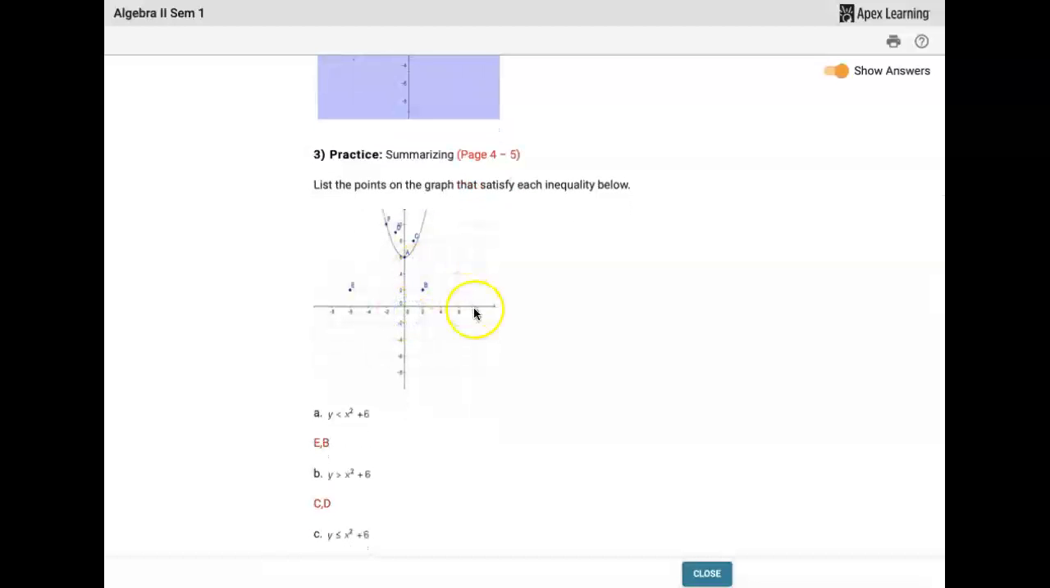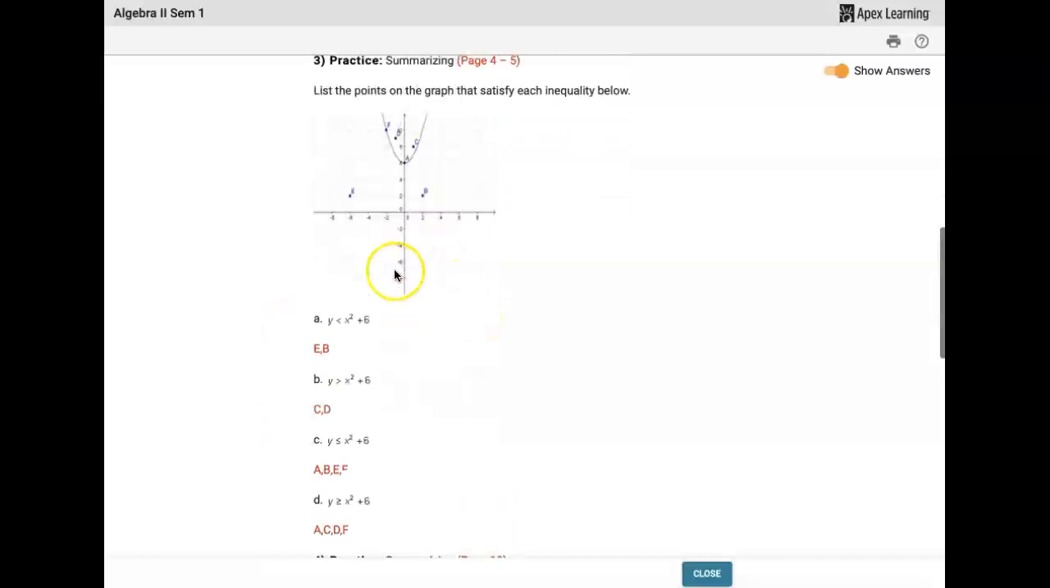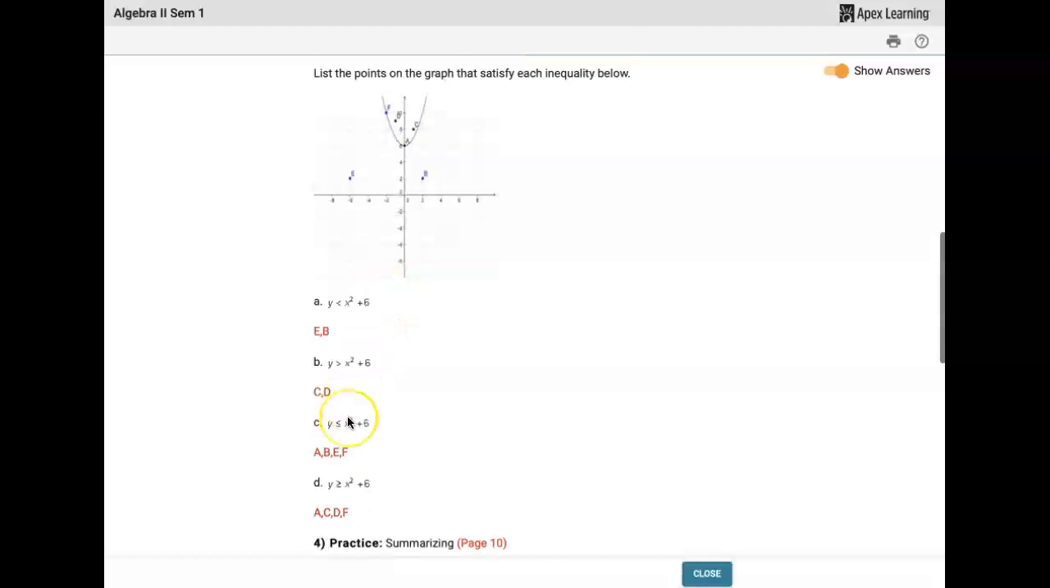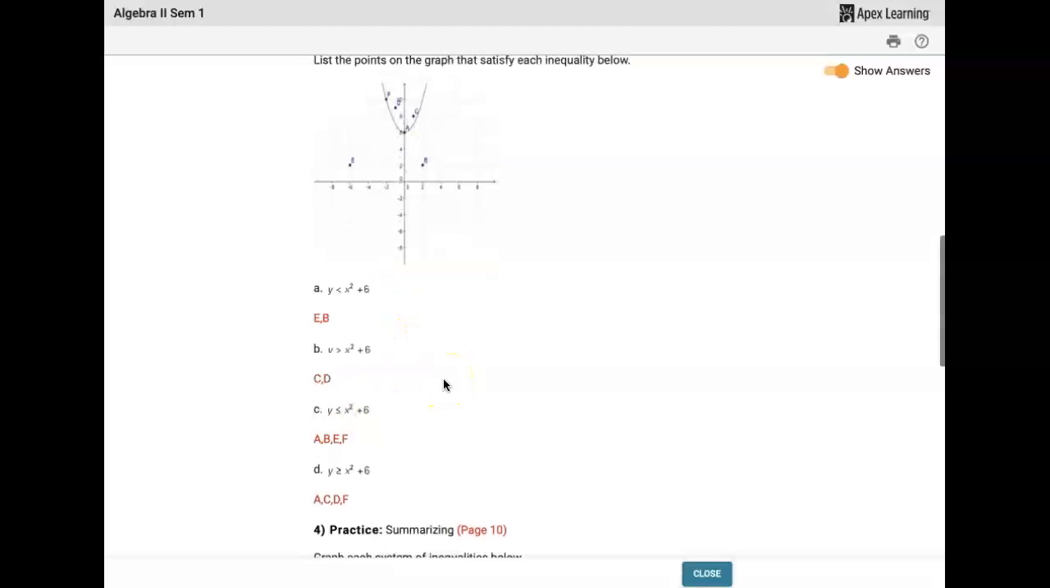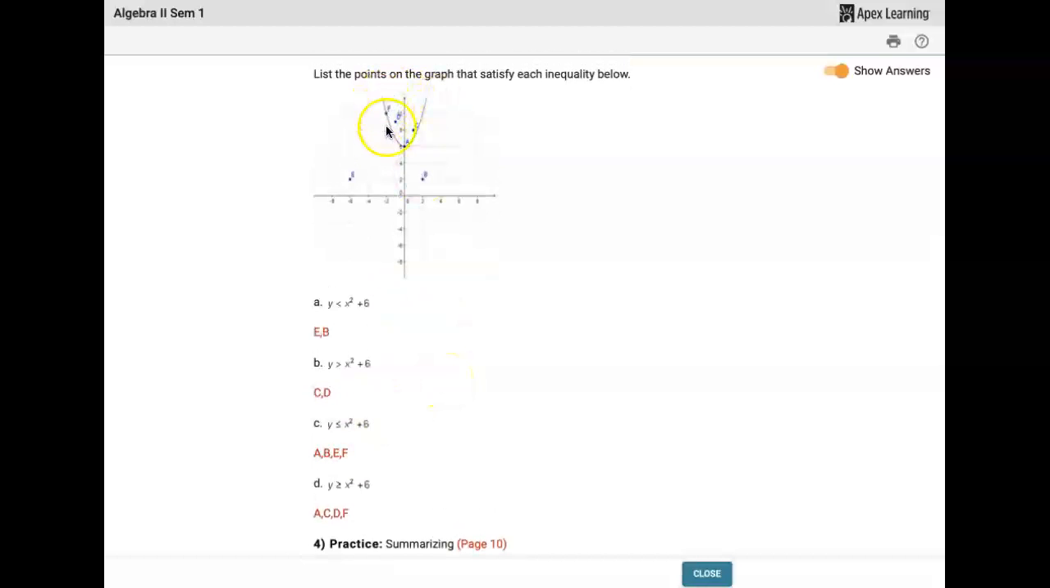Listing the points in the graph that satisfy each inequality, you can look through here and look at all the letters. I don't want to read it out and confuse you. So, for the ones that will satisfy the different graph here, it's looking at this straight line: if I change the inequality, which points then satisfy that inequality? And you have to pay attention to, like, A is on the line, so is F. So you have to understand if it's included or not included.